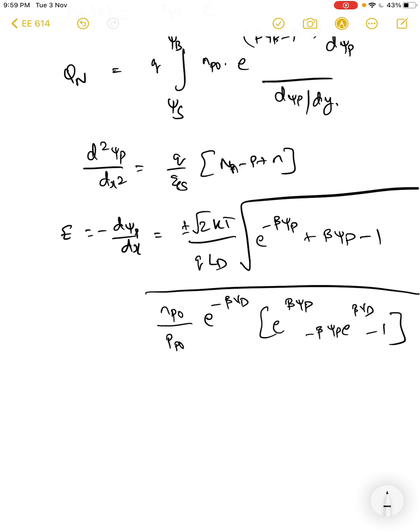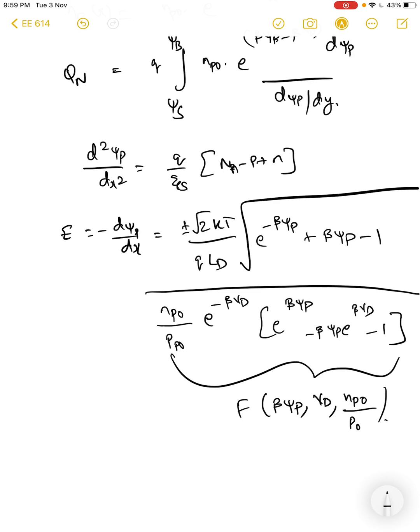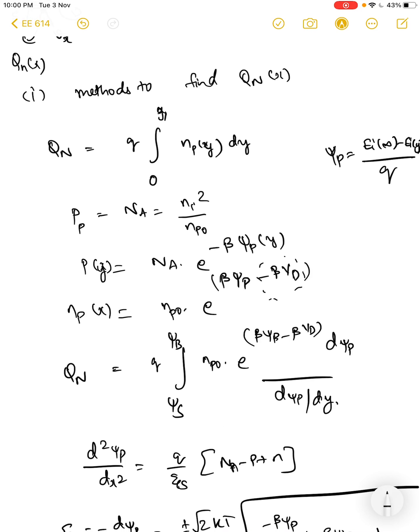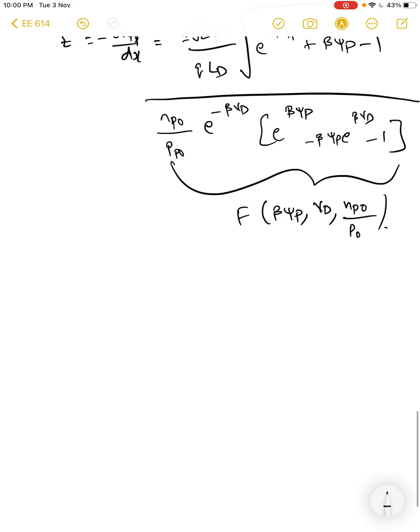And this entire thing in the root is the F function as we previously used, of beta psi p, Vd, Np naught by pp naught, right? But then we see that this is something which we can only solve numerically. A simpler way can be to do a very simple approximation and then a simplification. The approximation is, instead of assuming that you have an inversion layer of particular thickness y1, I'm going to assume that the inversion layer is a very thin sheet, which is called the charge sheet model.